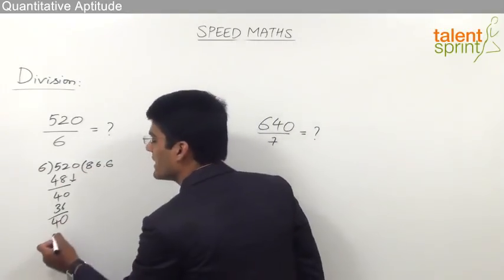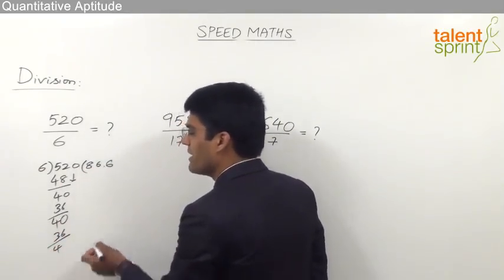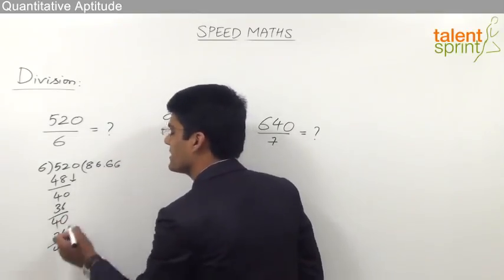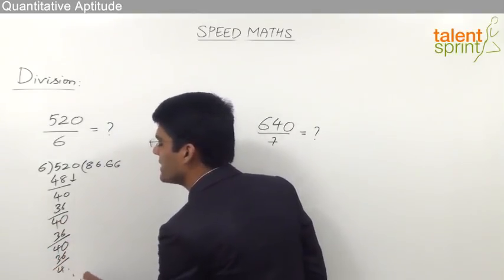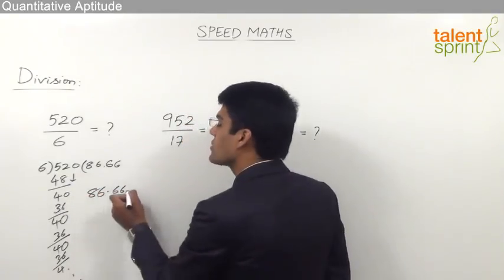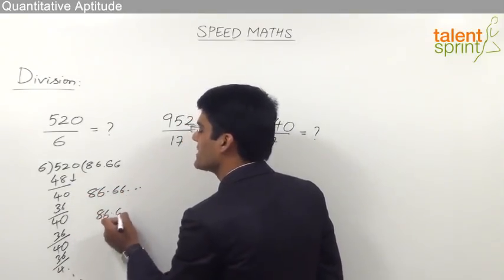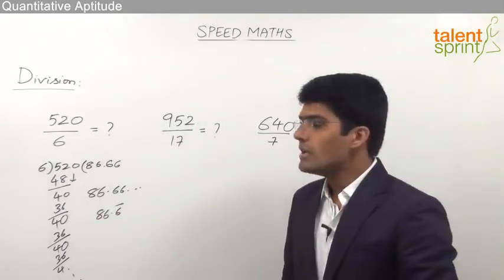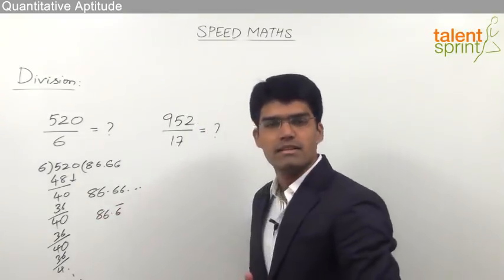Again 6 times 6 we get 36 and 4 is the remainder. Again if we take 0, we get 6 times 6 is 36 and 4 is the remainder, and this continues. So we say that the answer here is 86.66 and so on to infinity, or this can be taken as 86.6 bar. So this is how we can go for division in the regular procedure.